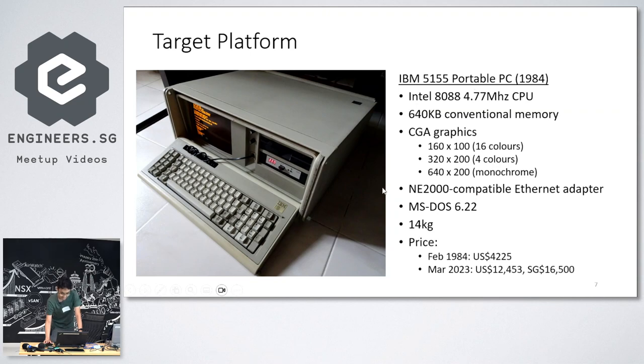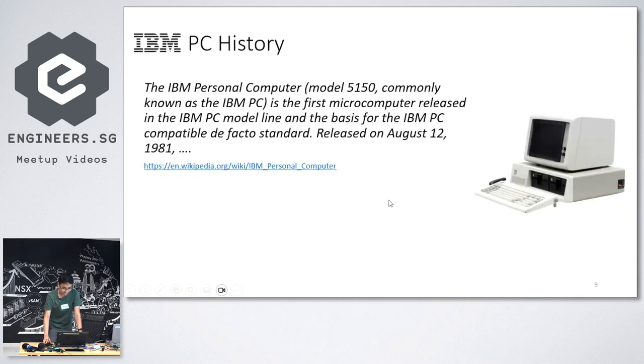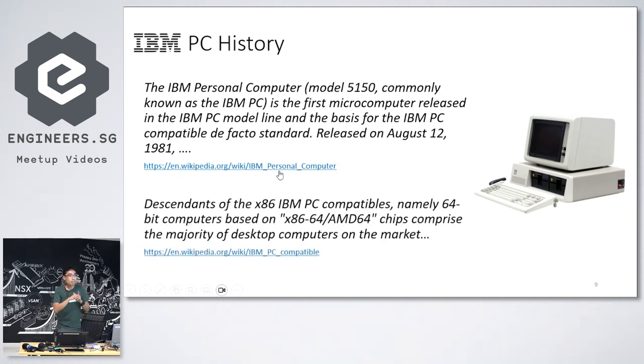Okay, so before that, a short history lesson, because I'm sure many of you may not even know what this PC is about. Before the IBM 5155, there was this PC called the IBM 5150, called the IBM PC, Personal Computer, released in 1981. What's so special about this computer is that most of our computers today are descendants of this computer. Descendants of the x86 IBM PC are the 64-bit computers, x86-64 and AMD64. So most of our laptops and desktops today are actually descendants of this. The lineage can be traced back to this computer.